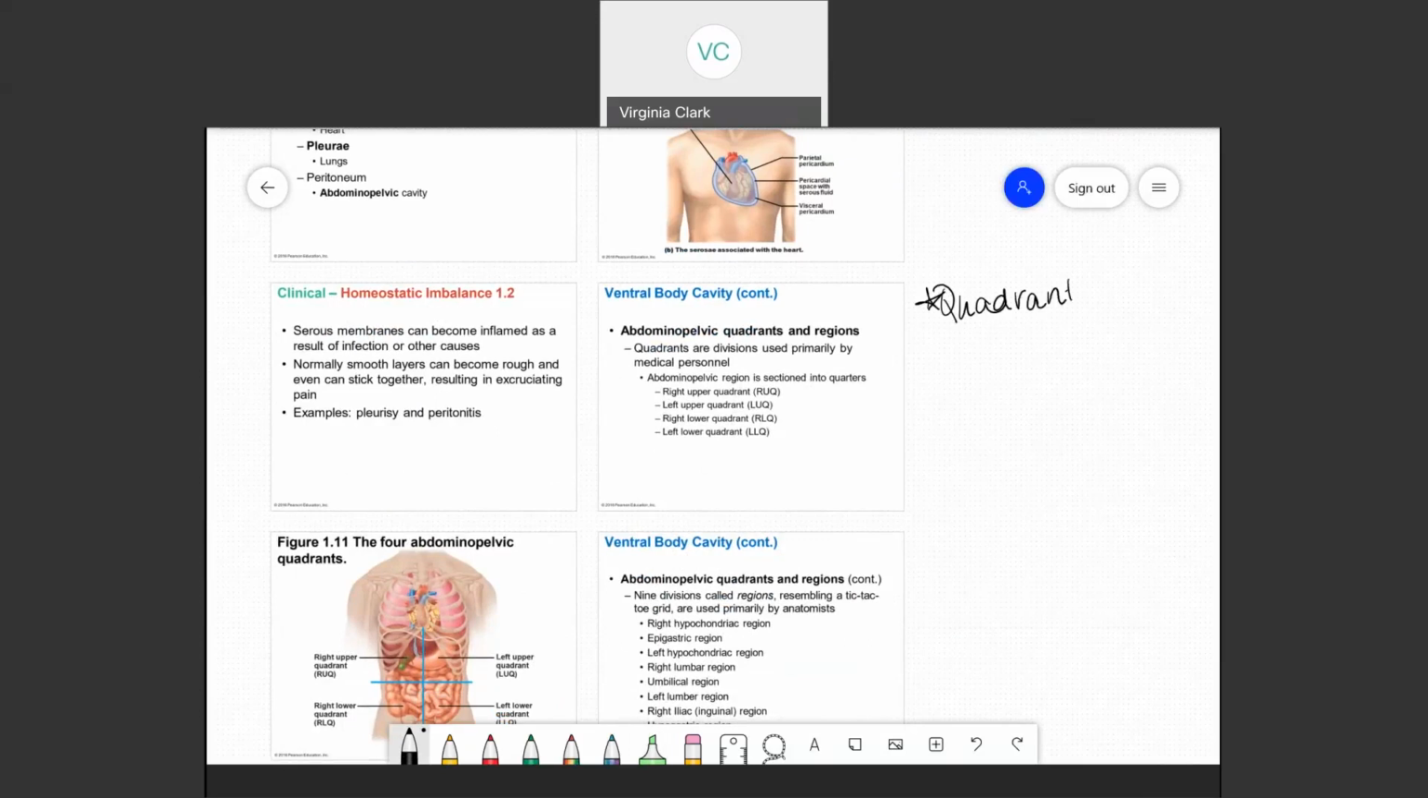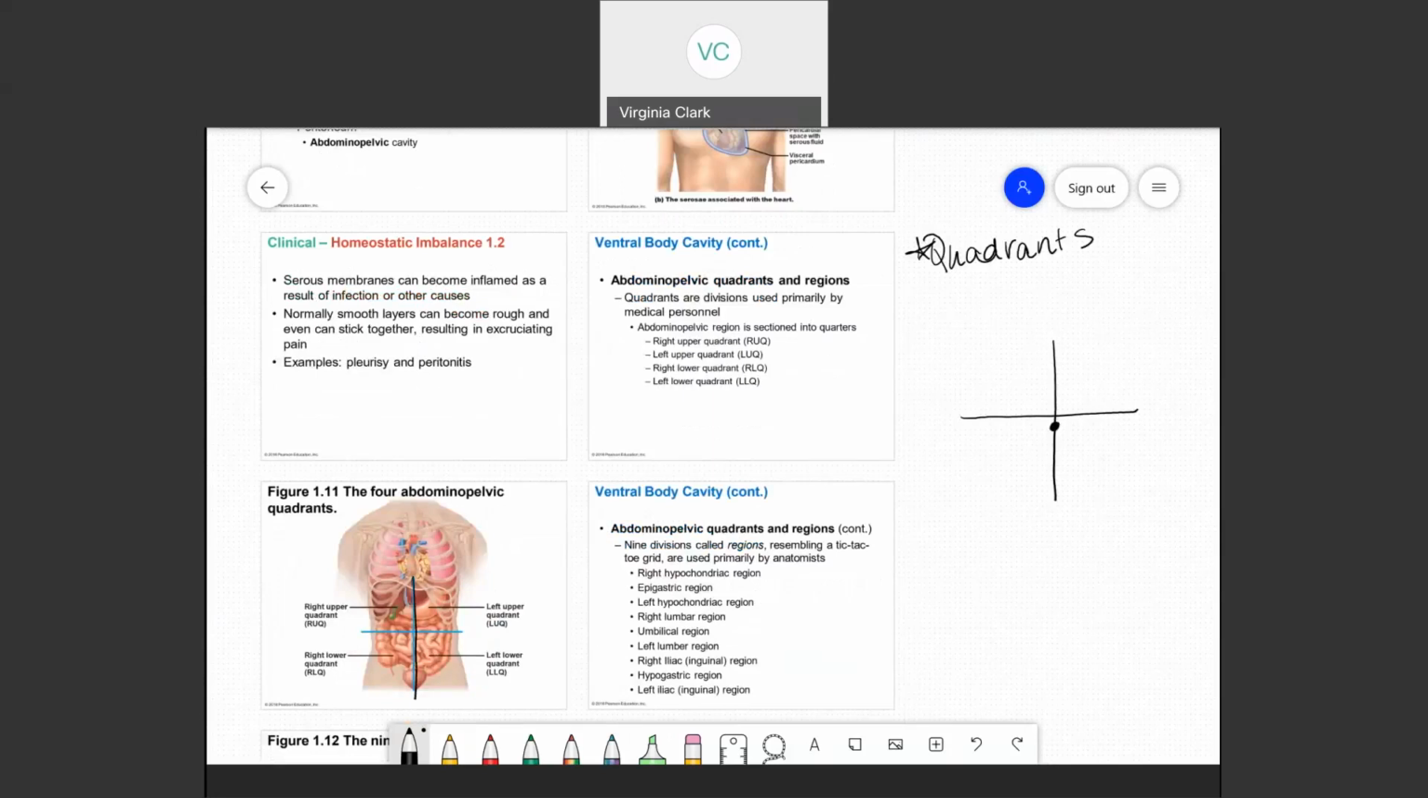And basically all that means is if you take the human body and you're looking straight on, your belly button is about right here. You are going to have these 4 quadrants right here. And these are named for anatomical position. So keep in mind, your right hand is going to be a different side than the anatomical position. The right hand on our body is going to be over here, and our left hand is going to be over here.